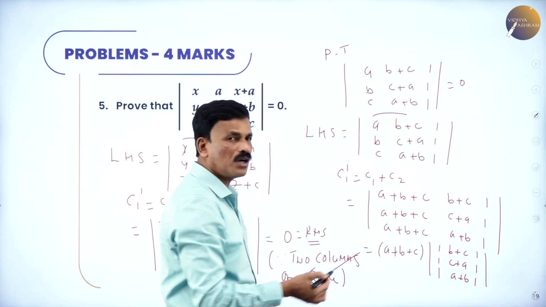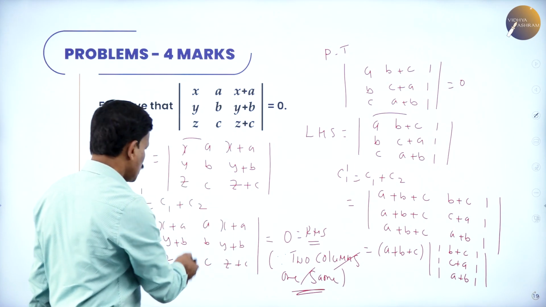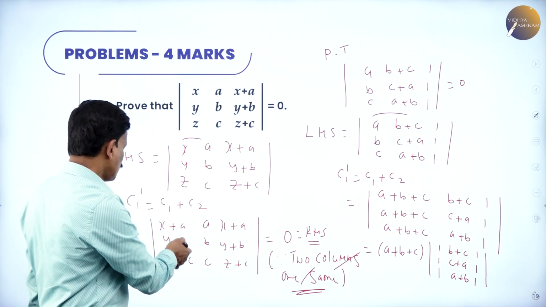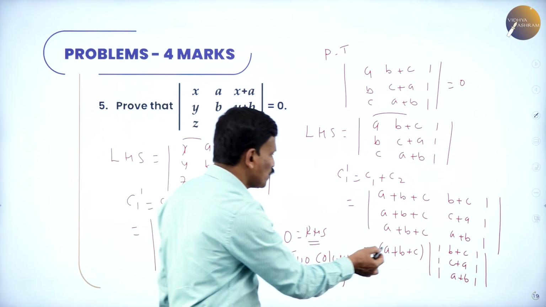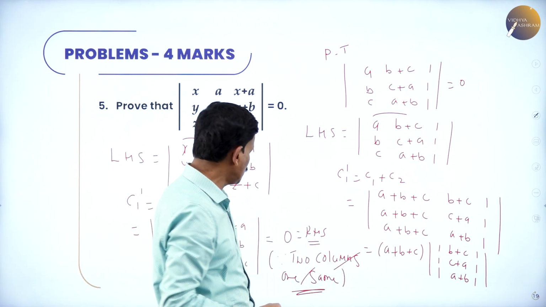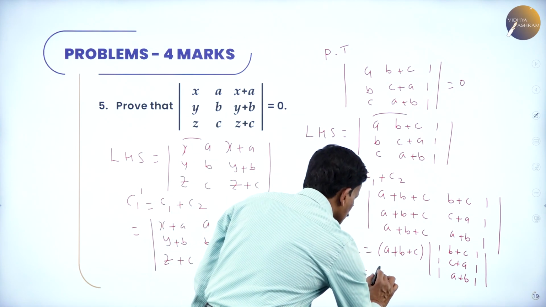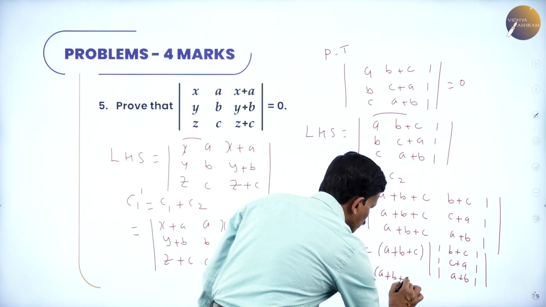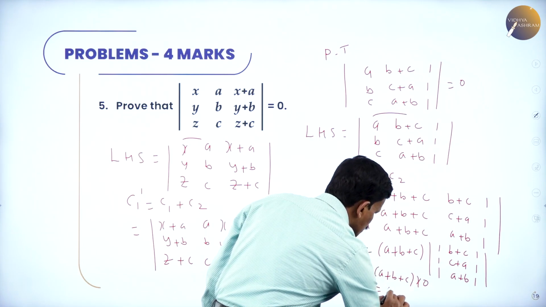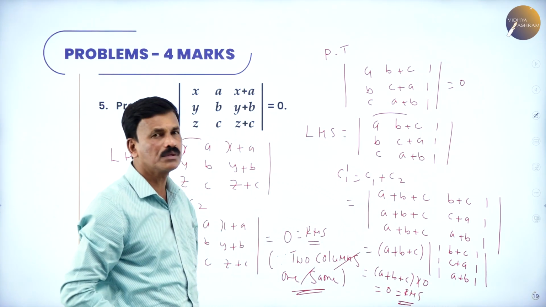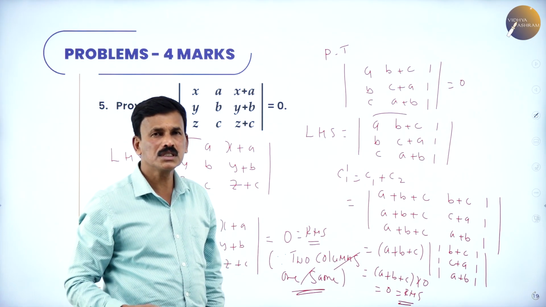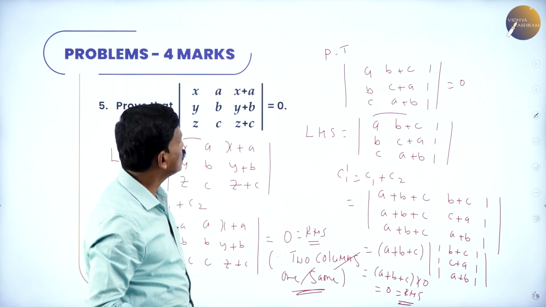So see here, two columns are the same. This is equal to 0. Here also we have taken A plus B plus C as the common factor. So therefore, this is equal to A plus B plus C into 0. This is equal to 0, RHS. Very important problem. Okay, so this is how we are going to solve the problems.